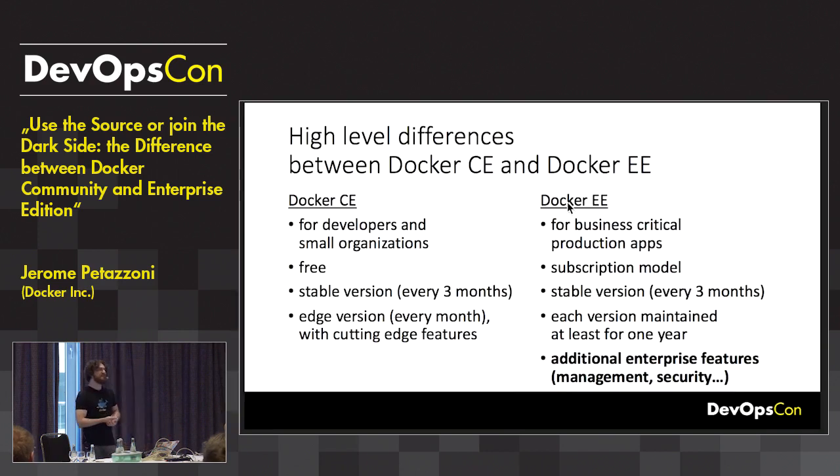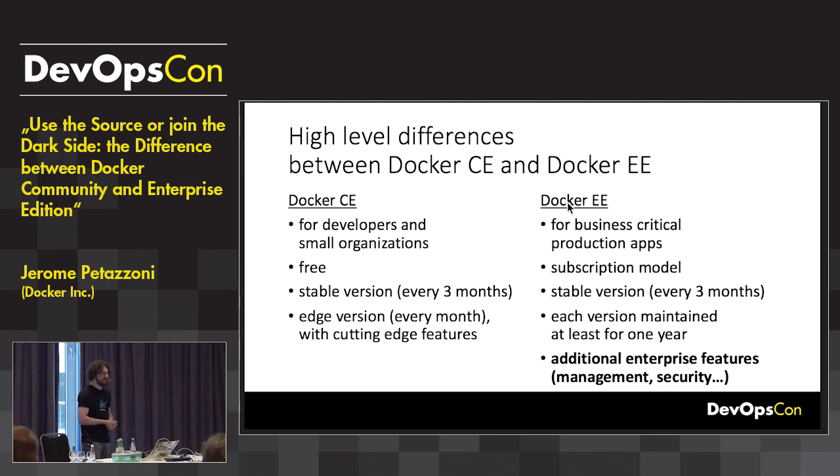So what are the high-level differences between Docker Community Edition and Enterprise Edition? First, the most obvious difference is that the Community Edition is free, while the Enterprise Edition costs money and is based on a subscription model, a little bit like RHEL, for instance. It doesn't mean that you buy it once and then you have it forever. It's more like a subscription, and as long as you have the subscription, you can get the latest versions, etc.